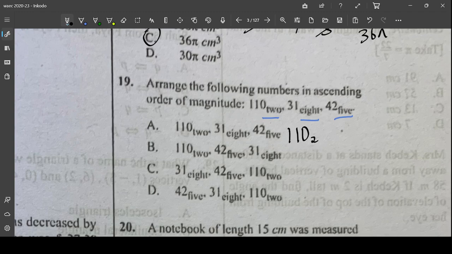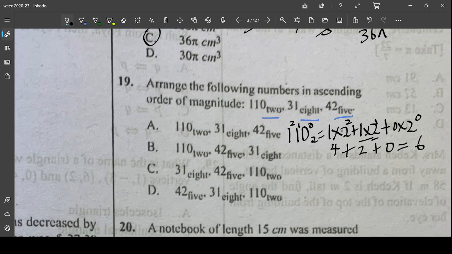All right, so I'm going to have to convert 110 in base 2. I'm going to convert it to base 10. This is powers 0, 1, 2. So I'm going to have 1 times 2 raised to the power 2, plus 1 times 2 raised to the power 1, plus 0 times 2 raised to the power 0. So 2 raised to the power 2 is 4, so 1 times 4 is 4, plus 1 times 2 raised to the power 1. 2 raised to the power 1 is the same as 2. So 1 times 2 is 2, plus 0 times 2 raised to the power 0. Everything is going to be 0. So this first number is 6.